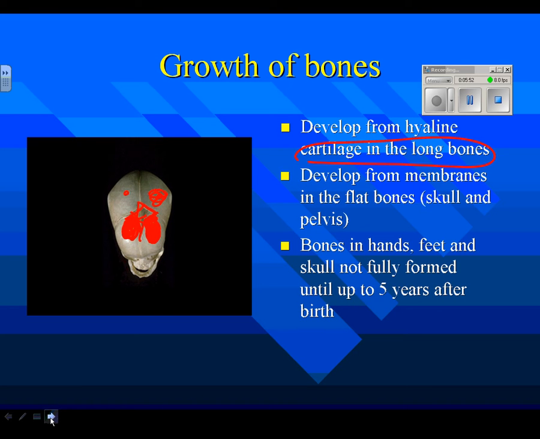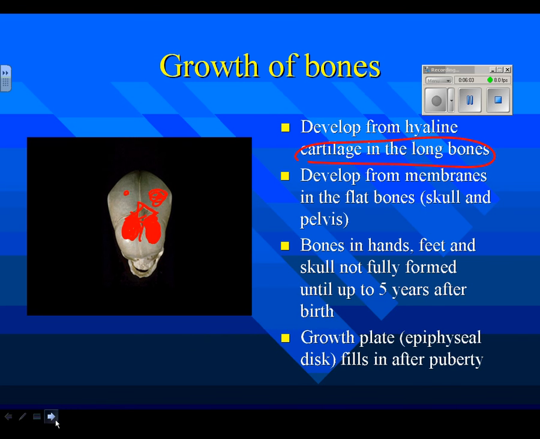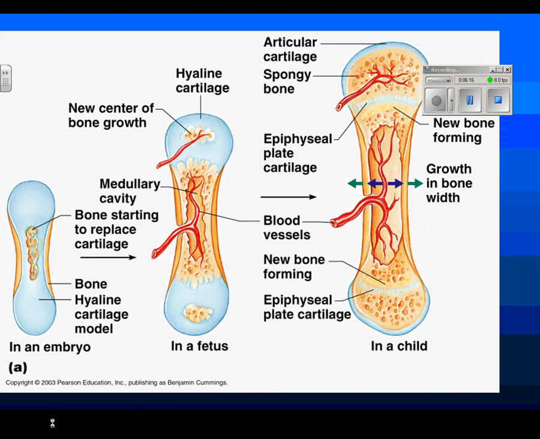So anyway, bones in the hands, feet, and the skull are not fully formed until up to 5 years after birth. And then after puberty, of course, the bones aren't ever really fully developed until you're done growing. And that happens after puberty. We'll talk about that in a second.